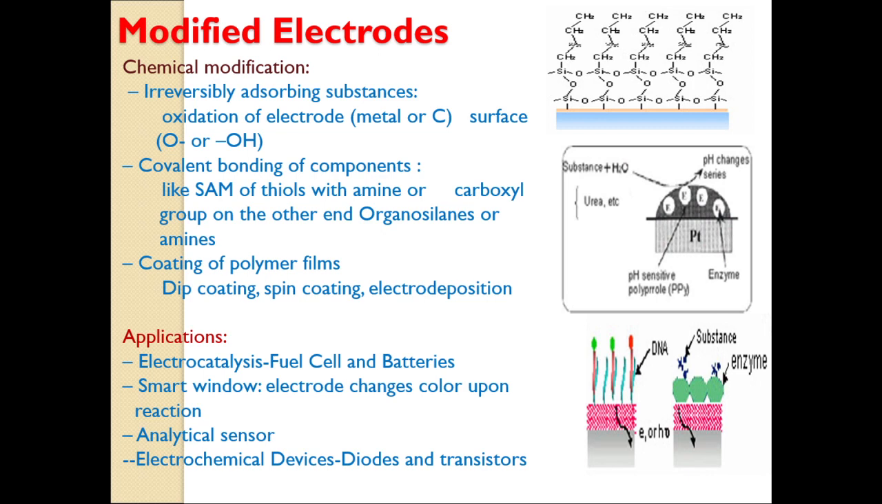So modification includes the presence of irreversibly adsorbing substances with desired functionalities, covalent bonding of components to the surface, and coating of the electrode with polymer films or other substances.